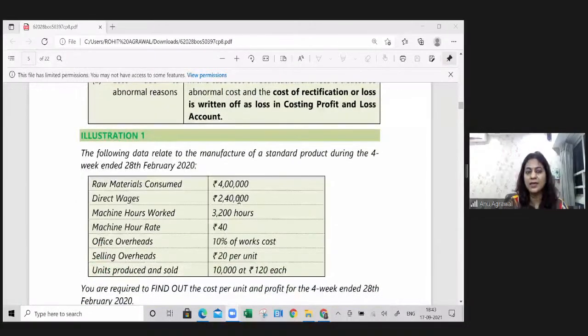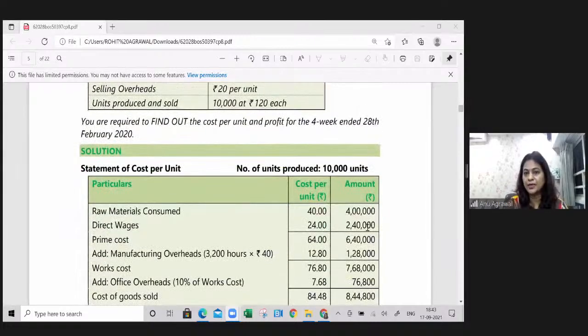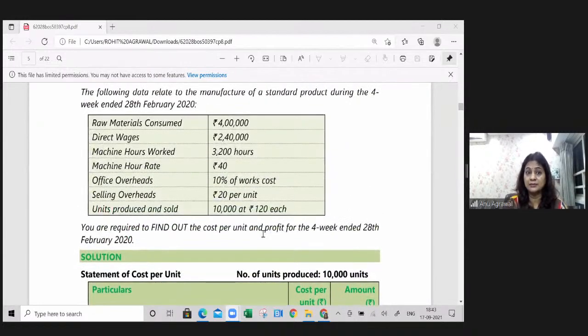Similarly, look at it. Direct wages 2,40,000. You divided it on the basis of per unit. So 2,40,000 divided by 10,000, 24. This is your prime cost, 64. Any problem? Manufacturing overheads. They said we work for 3,200 hours.